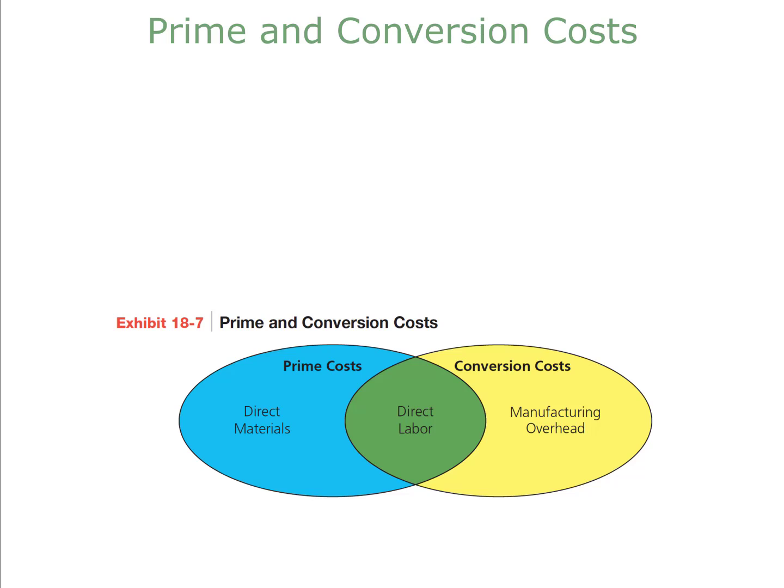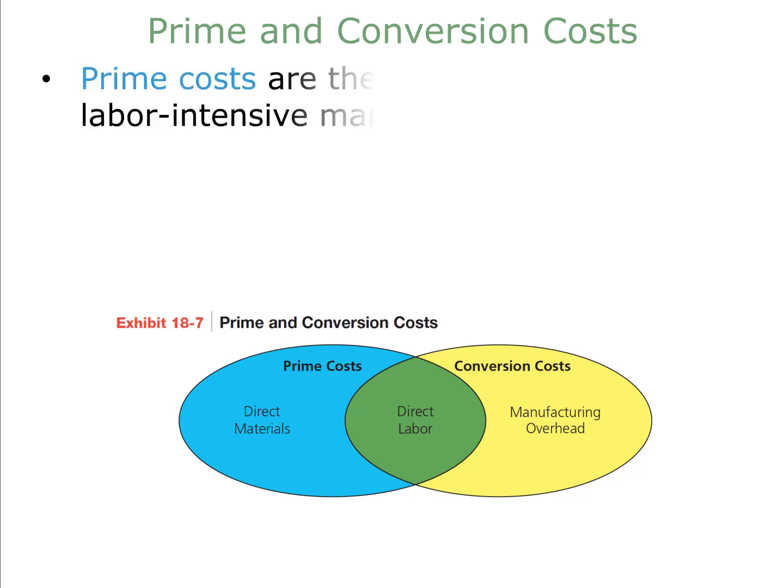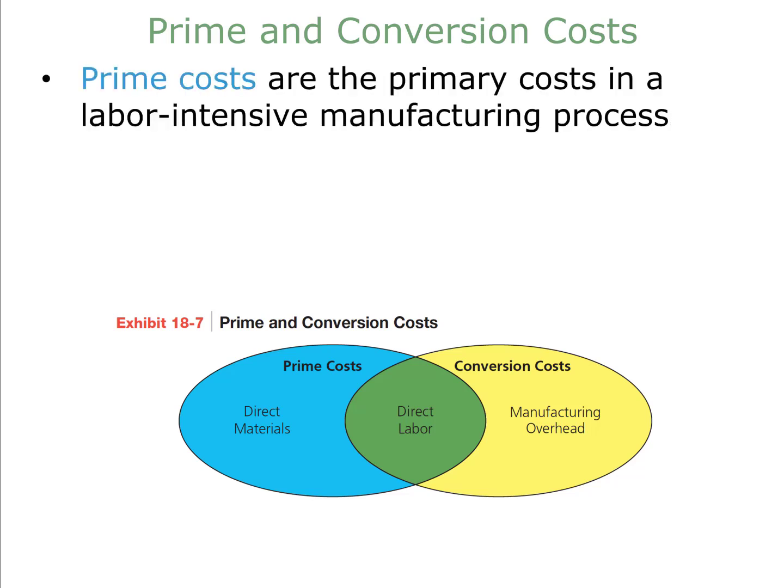So why do we even care about this? Well, the prime costs are the primary costs in a labor-intensive manufacturing process where workers are doing most of the assembly work. Examples are Linda Lou's lemonade stand or the custom guitar shop. The main costs are direct materials and direct labor. A labor-intensive manufacturing company would be wise to concentrate on these costs.